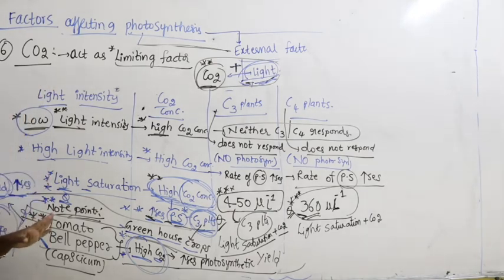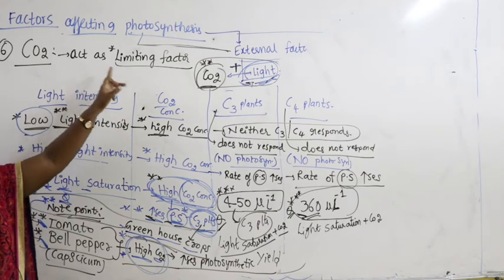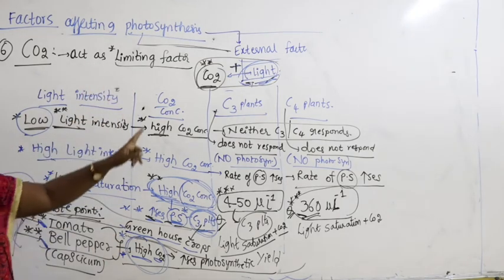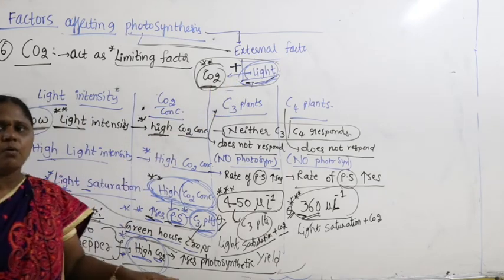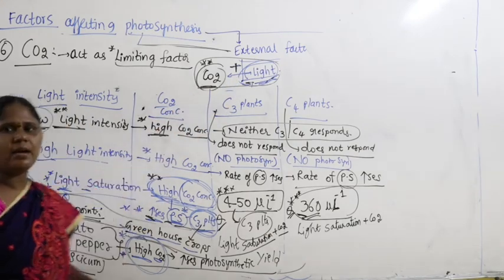Blackman's limiting factor, we say, or Liebig's limiting factor. At that time we will discuss carbon dioxide again. Before that we will discuss internal factors. But this is very important: how carbon dioxide acts as a limiting factor we will discuss later. Now here we are discussing the coordination of two important external factors. What are they? Carbon dioxide and light.